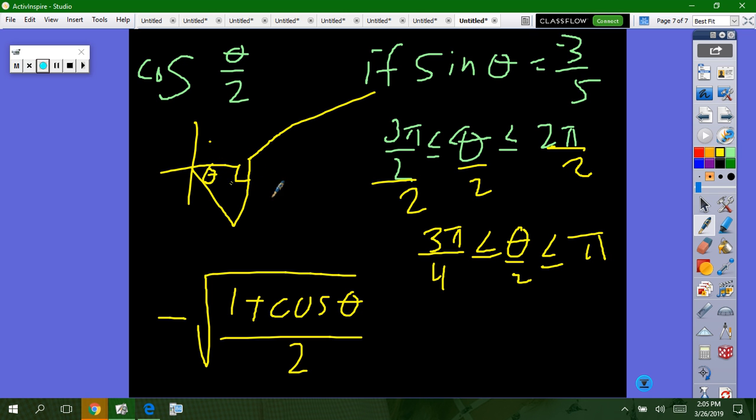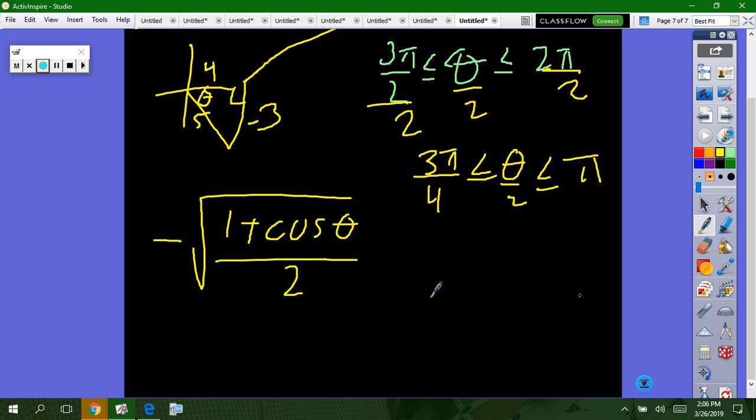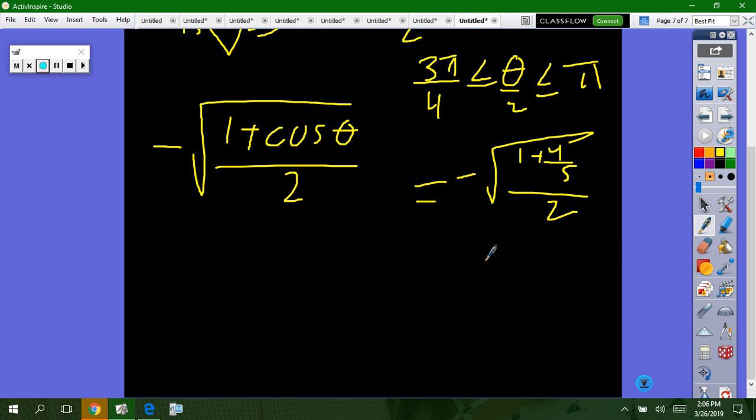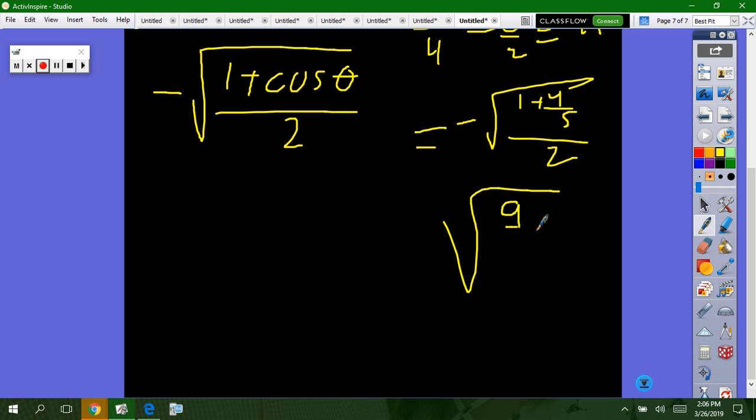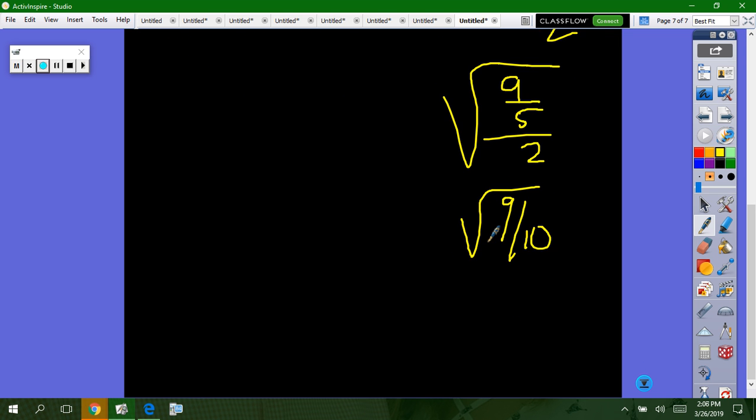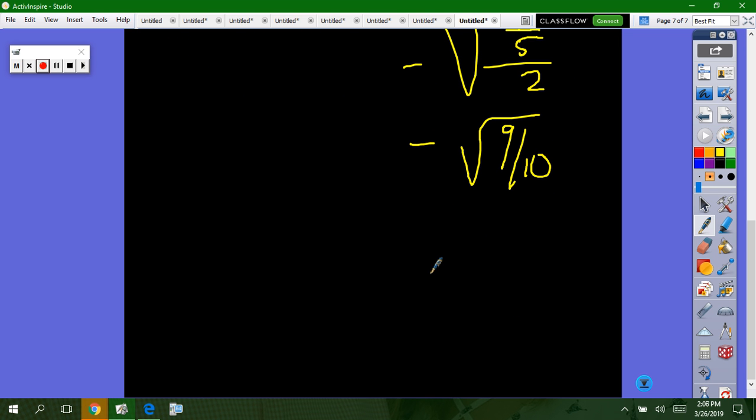Where this is sine's negative 3 over 5. So this guy right here is a 4. So what's the cosine of theta? So I have negative square root of 1 plus 4 over 5, all over 2. Then we just simplify. That's the square root of 9/5 over 2, which is the square root of 9/10, which is, oh, by the way, all these are negative on the outside. Negative 3 over root 10.